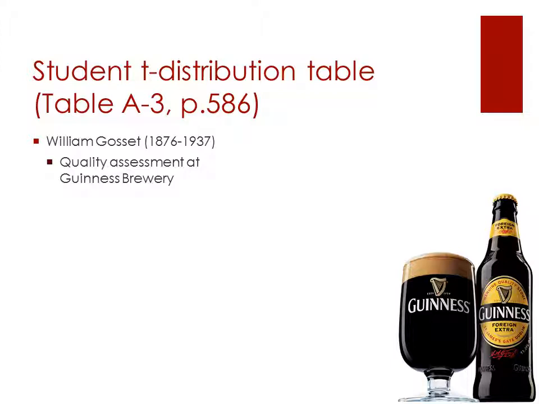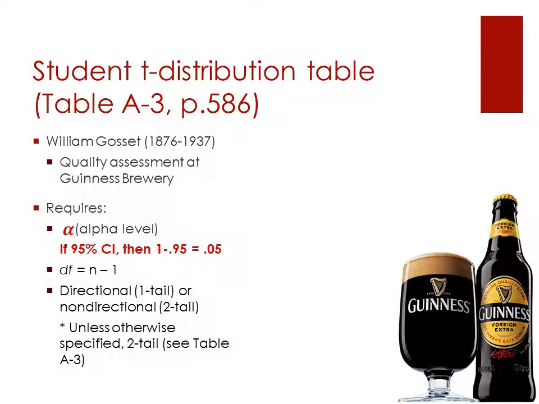So he designed, as a mathematician, the t-distribution. He published it under the name of Student because at that time Guinness did not allow their employees to publish their information as research in journals. So he published it under the pseudonym of Student, and thus we have the Student t-distribution table developed by William Gossett. Now, to use this t-distribution table, the first thing we need is our alpha level.